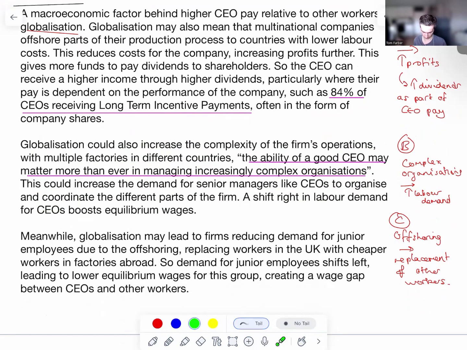But for other workers, globalization may lead to firms reducing demand for junior employees due to the offshoring, replacing workers in the UK with cheaper workers in factories abroad. So demand for junior employees would shift left, leading to lower equivalent wages for this group, creating this wage gap between CEOs and other workers.